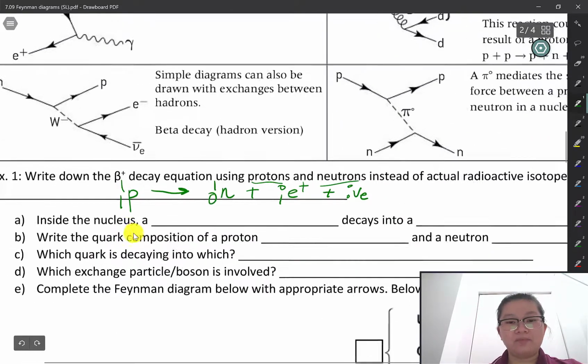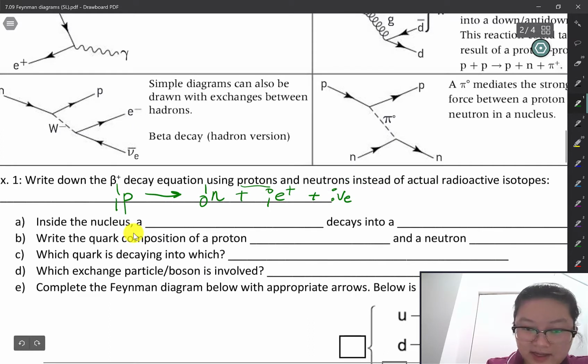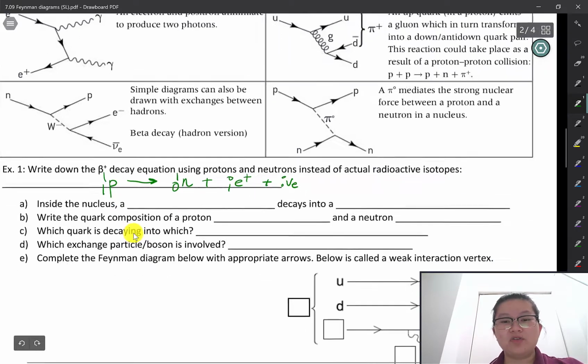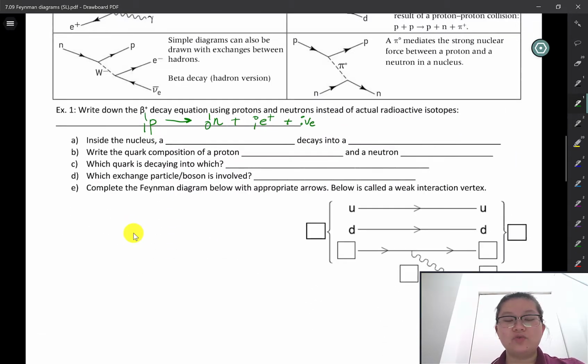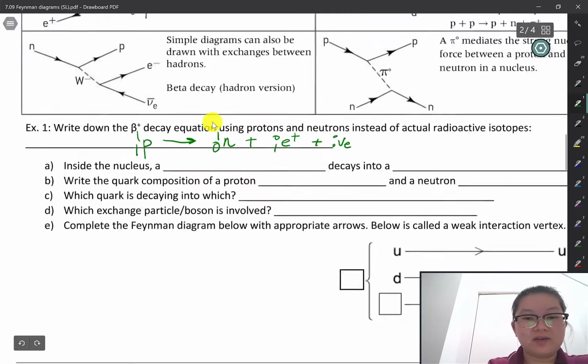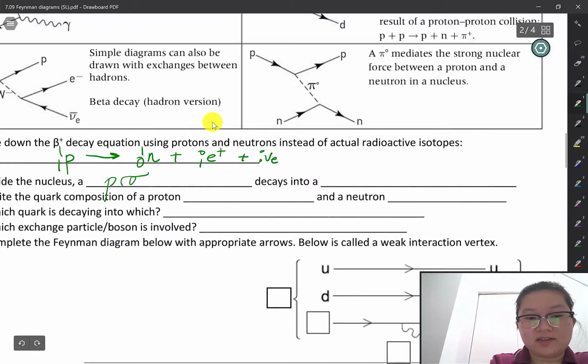Okay, so let me get rid of these lines here so it doesn't clog this up. So this is essentially what is happening, and we want to break this one down into the individual steps. So in a Feynman diagram, notice that usually we like to work with the constituents of particles. So if we're talking about protons and neutrons, we want to work with the quarks to see what is happening down at the fermion level. So let's figure it out. Inside the nucleus, we know that a proton is decaying into a neutron as well as the other parts.